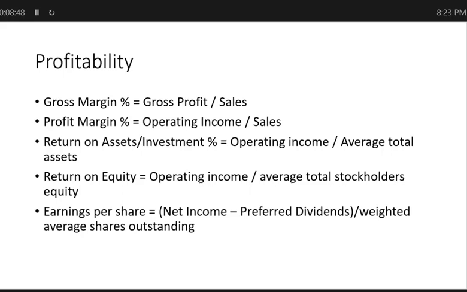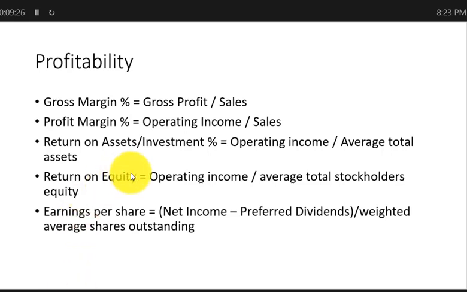So that brings us to the profitability ratios. All of these are percentages except for earnings per share. Gross margin percent: gross profit, which is sales minus cost of goods sold, divided by sales. Profit margin, you're subtracting your other expenses. We're not going to include tax expense typically in there. So operating income divided by sales gives you our profit margin percent. Remember, we're moving it over two decimals to get the percent.